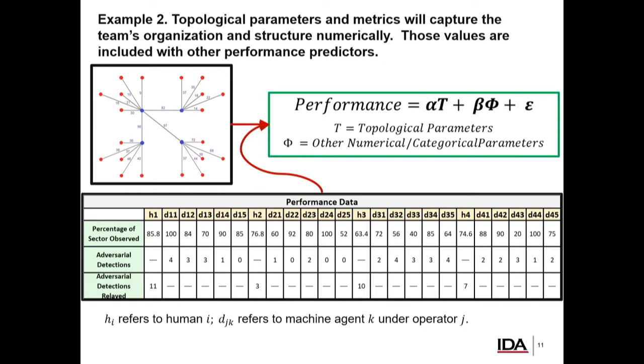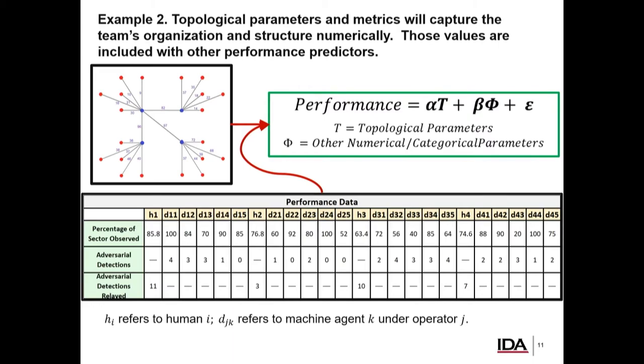Sorry. So the values in this table here, I've split them up so that H1, H2, H3, and H4 indicate the four humans, and then D11, for instance, represents drone number one assigned to human one. D12 is drone number two assigned to human one. D23, for instance, is drone number two assigned to human... I'm sorry, drone number three assigned to human two. So there's just the drones assigned to each human, and you can see the percentage of sector covered, the number of adversarial detections made, and the number of detections relayed as well. The number of detections relayed is not quite as significant here as the other two variables.